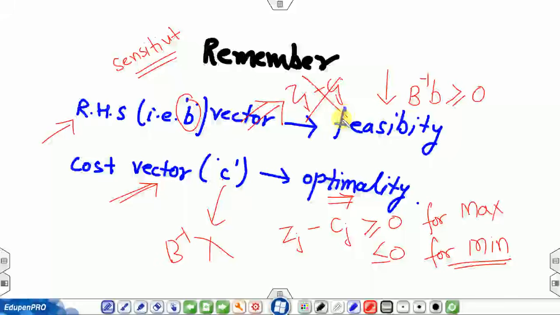So always remember that. I hope you are able to understand this video regarding the sensitivity analysis on the right hand side vector or the cost vector.